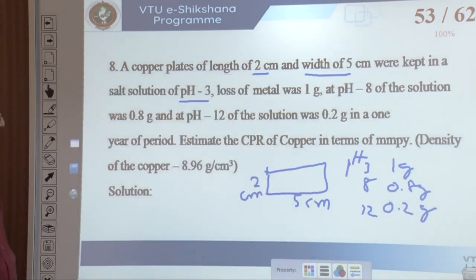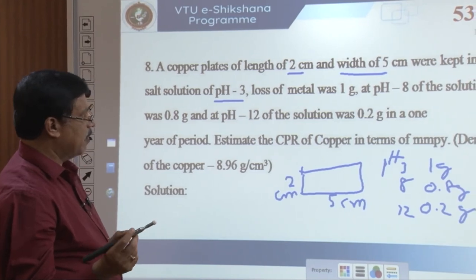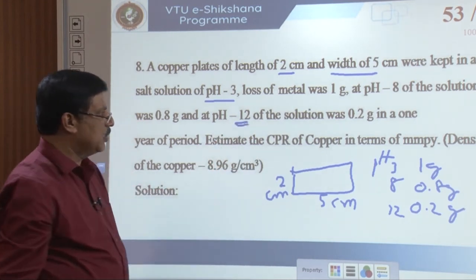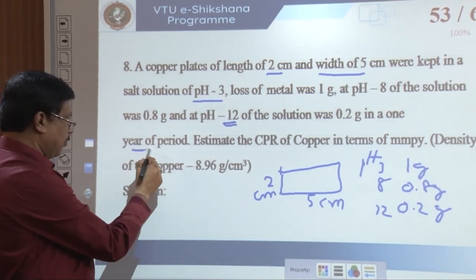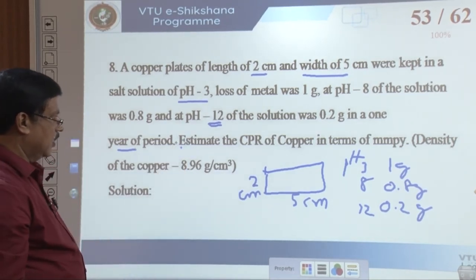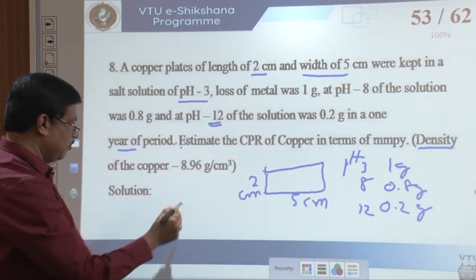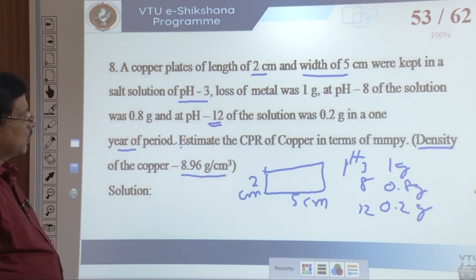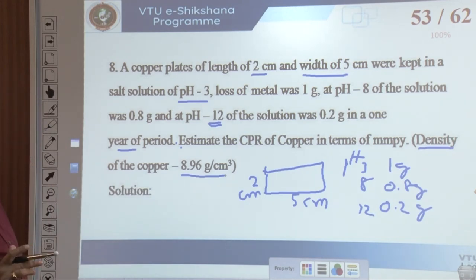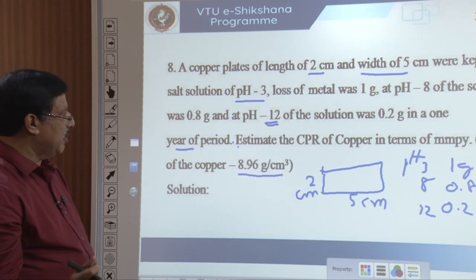See, severe corrosion takes place in acidic media, that is at pH 3, 1 gram. At pH 8, that is neutral, 0.8 gram, whereas at pH 12 it is 0.2 gram. In one year, that means 365 days into 24 hours. Estimate the CPR of copper in terms of millimeter per year. Density of copper is 8.96 gram per centimeter cube. We are given different pH, and pH is a very important factor in the rate of corrosion. The more acidic, the more corrosion takes place. Alkaline means no corrosion, neutral means neutral only.